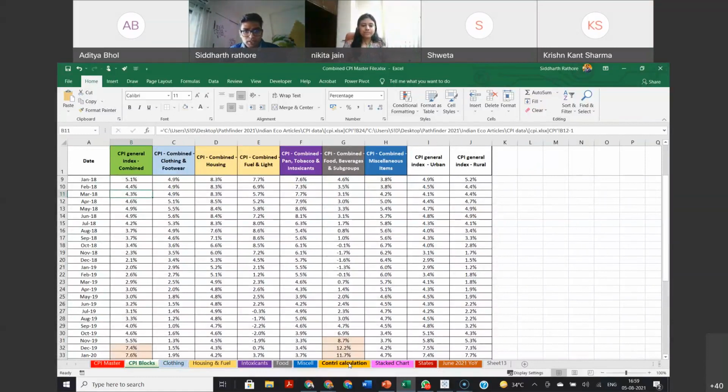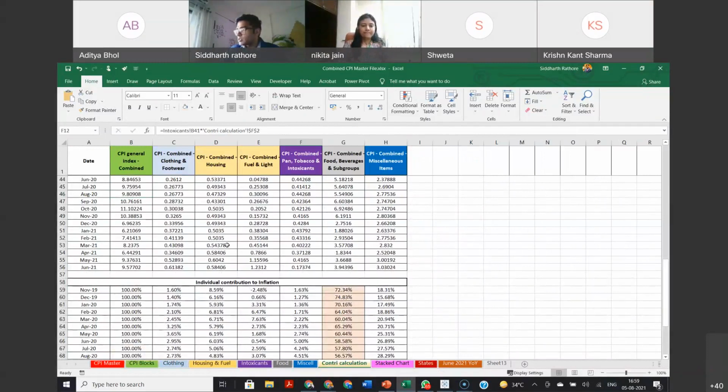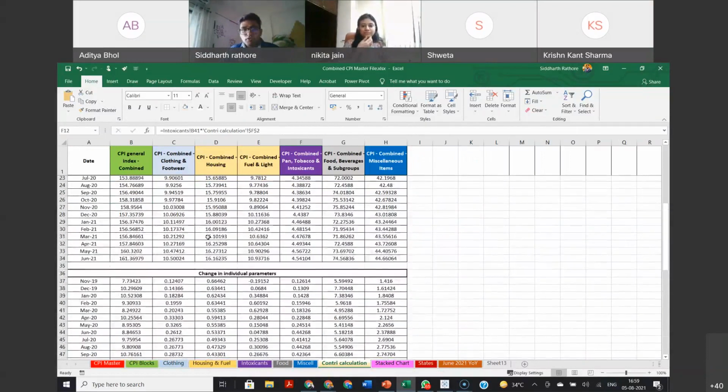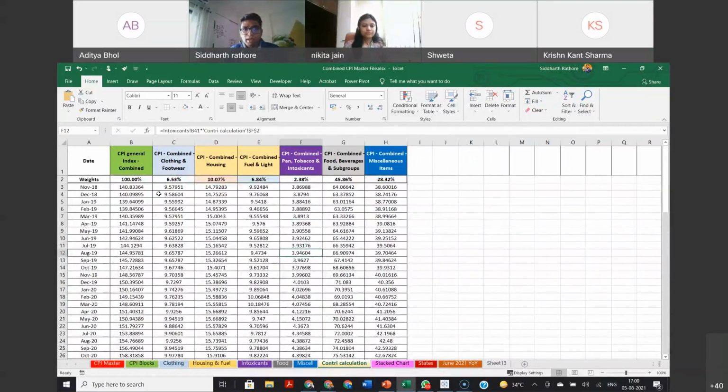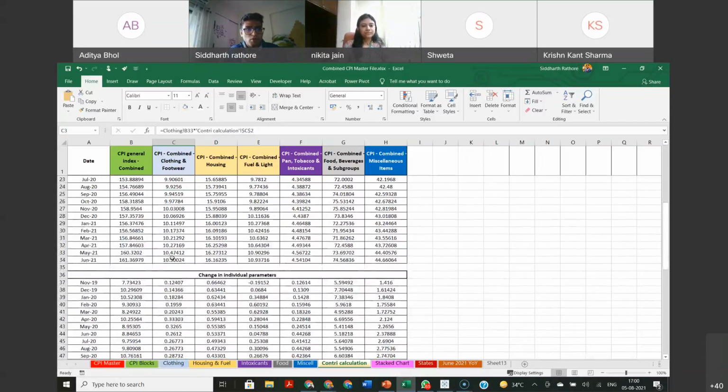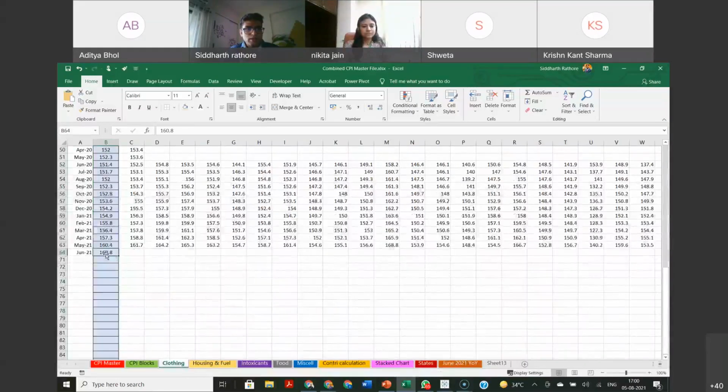Then this is perhaps the more interesting part, because this is where we started analyzing how we get the contribution chart. For the contribution chart, what we did was we multiplied the index value. Let's talk about how we get the contribution for a particular variable. We have the index value of clothing and footwear. Let's take the month of June 21. We have this June 21 index, this 160, which is the clothing value. This is the index value.